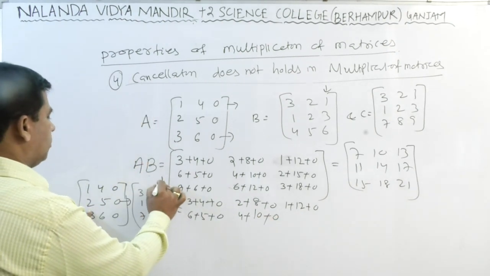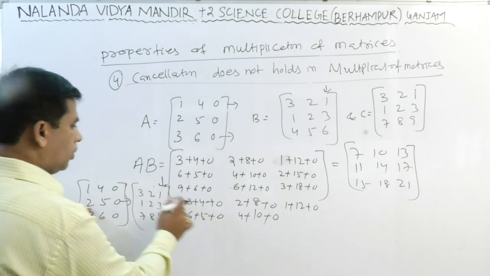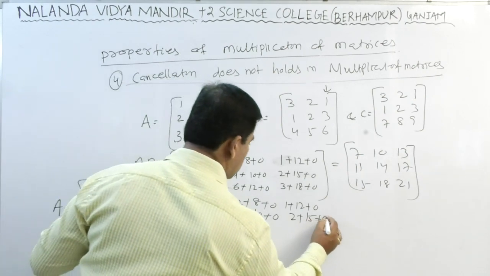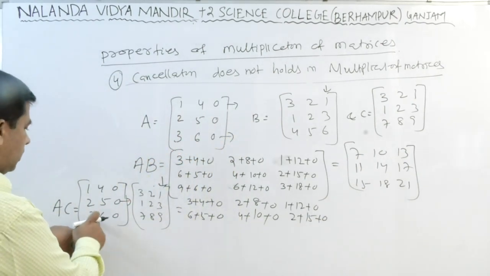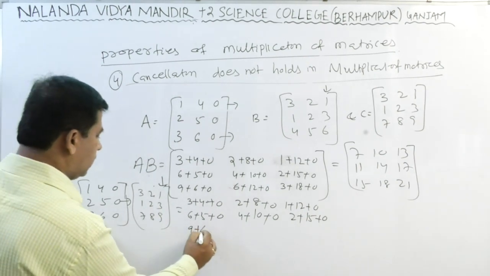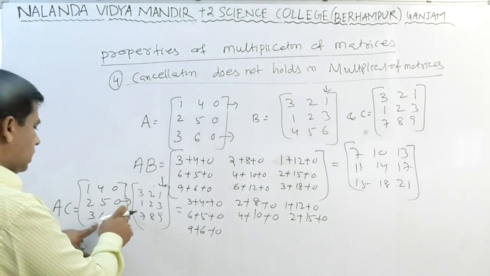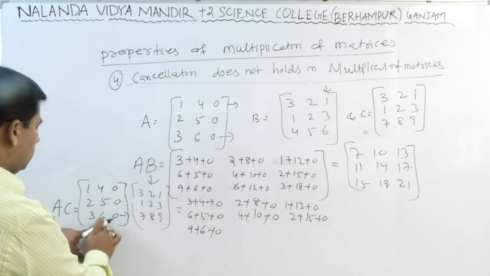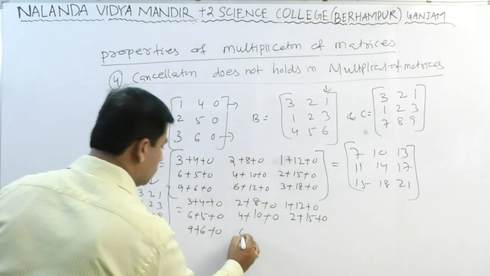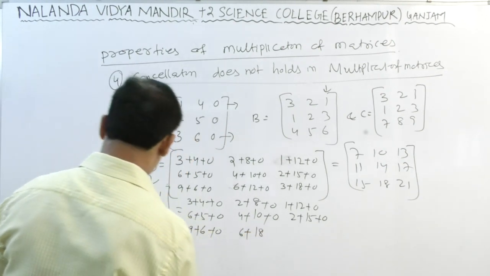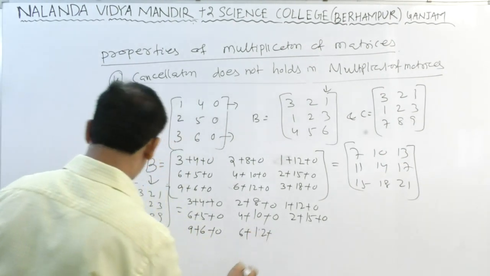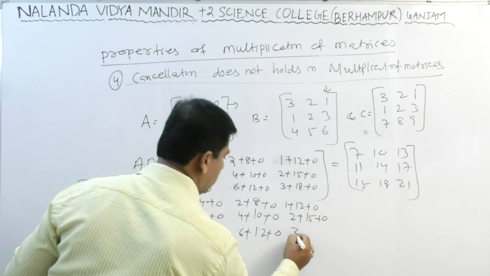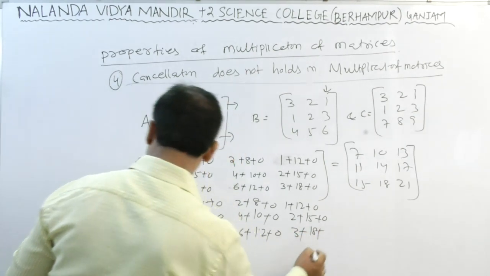Second row, third column: 2 into 1, 2, plus 5 into 3, 15, plus 0 into 9, 0. Third row, first column: 3 into 3, 9, plus 6 into 1, 6, plus 0 into 7, 0. Third row, second column: 3 into 2, 6, plus 6 into 2, 12, plus 0 into 8, 0. Third row, third column: 3 into 1, 3, plus 6 into 3, 18, plus 0 into 9, 0.